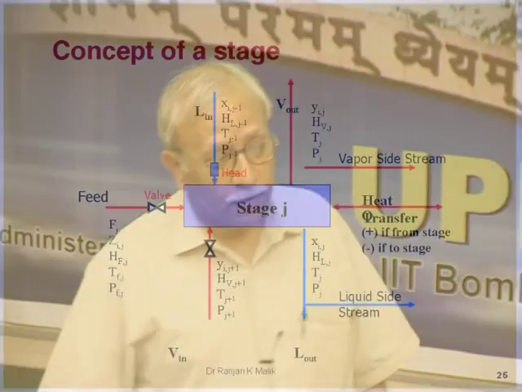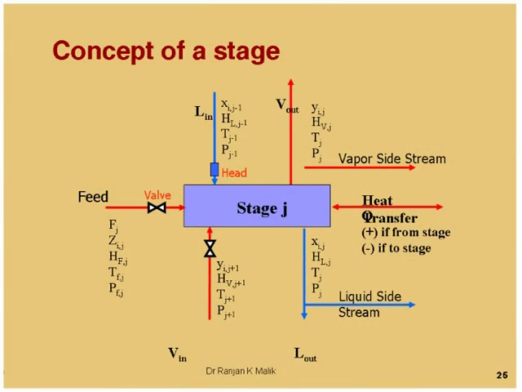Let us continue with the topic of modeling and simulation of distillation systems, and this is the concept of a very generalized stage which we had seen earlier. Let me just go through the important aspects once again. This is stage J within the column, and what we have shown here is that the stage can receive feed which is characterized by these variables, and it can be at a pressure equal or higher than the pressure existing at stage J.